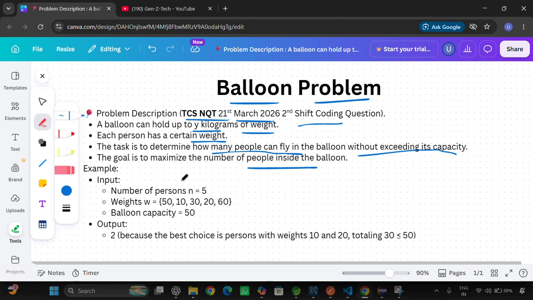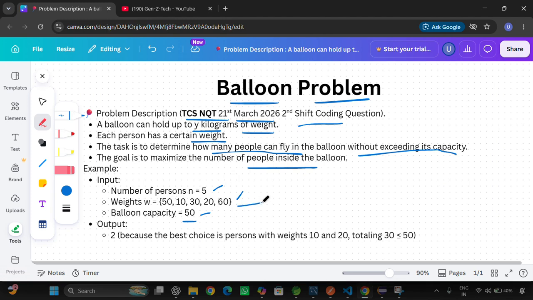Then we will understand this question via a test case. 5 means the number of persons, and these are the weights of those 5 persons, and the capacity of the balloon is 50. So we will solve this question. See, the capacity of the balloon is 50, right? So if I put this person of 50 in the balloon, only one person is the maximum number of persons that can sit in the balloon so that it can fly. So we should not go this way. If I go one by one, only one person can go.